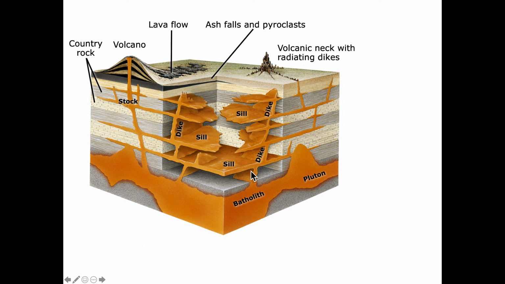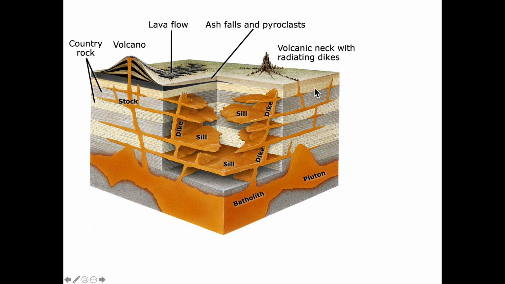Sills are flat-lying concordant intrusions, like a windowsill is a flat surface. A dike is not flat. It can be the same shape as a sill, but it's not in the horizontal. It's some offset from the horizontal. So a dike is like a spike of an intrusion through previously existing rock structures.